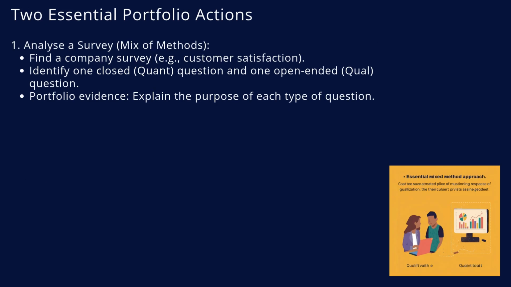Let's focus on two actions that will give you instant portfolio evidence. First, look for a survey your company uses. In your log, pick out one quantitative question, say, a 1 to 5 rating scale, and explain what it measures. Then, identify one qualitative question, a simple text box, and explain how it helps you find the why.